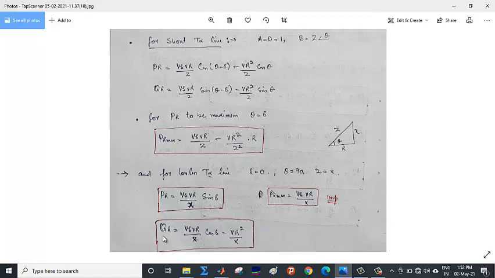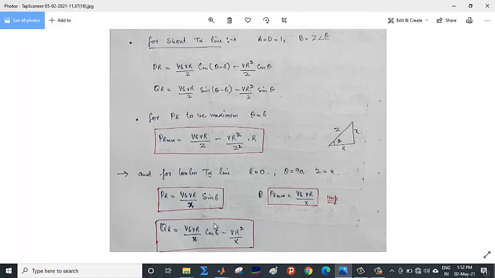So similarly for QR, it will be equal to VSVR by X cos of delta minus VR square by X. It is derived from VS by X, this will be 90 minus delta, that is cos of delta, minus this VR square by X sine 90, which will be equal to 1. This will be QR.